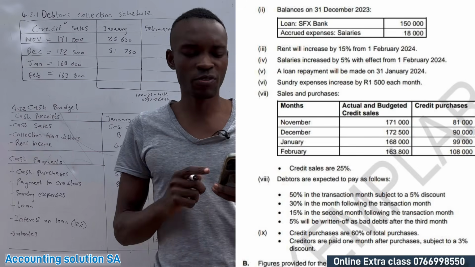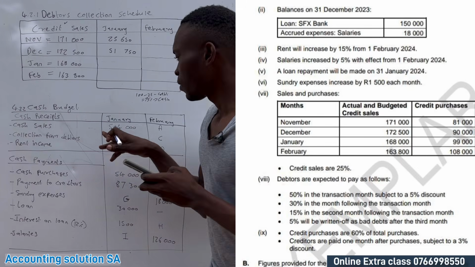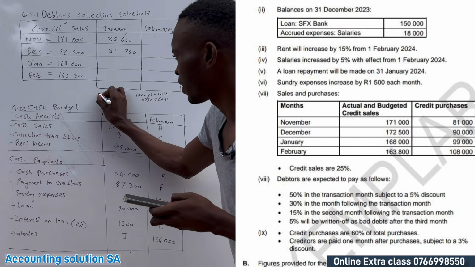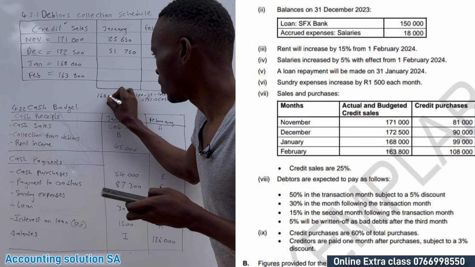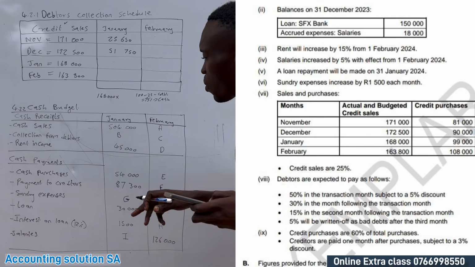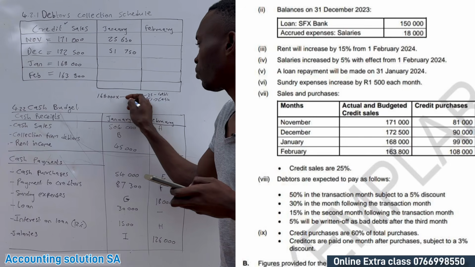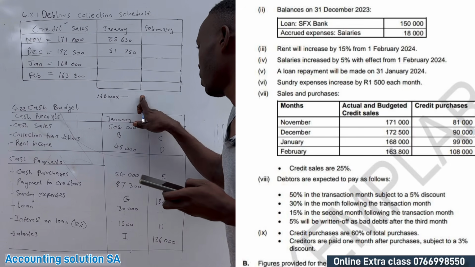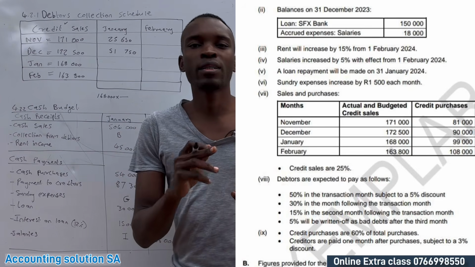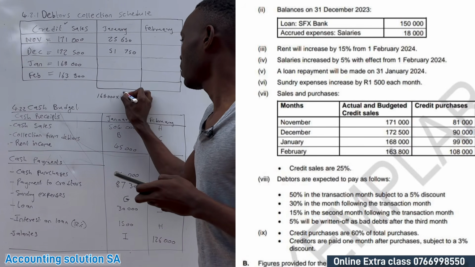How are you going to prove that? Very simple. For January, you have been given an amount of 168,000. But because you are looking for cash, you know that cash sales is how many percent? It is 75%.